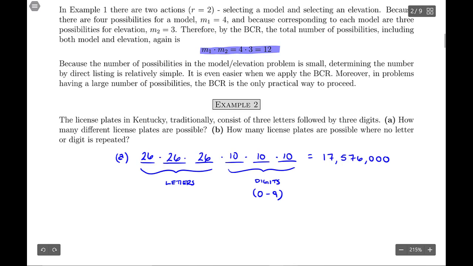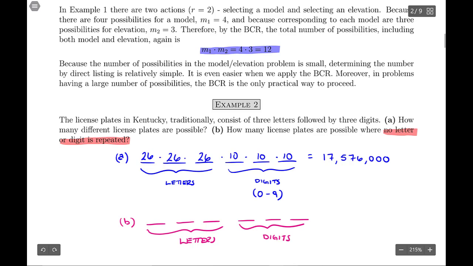Now, what's different about Part B is that it has a stipulation where no letter or digit is repeated. So the difference in this one is we cannot have AAA000. We have to consider a new scenario. So again, I'll mark out the 6 positions. Again, the first 3 are the letters, and the last 3 are the digits. So for our first 3, where the letters are, for the first letter choice, we can choose A through Z. So there's 26 possibilities.